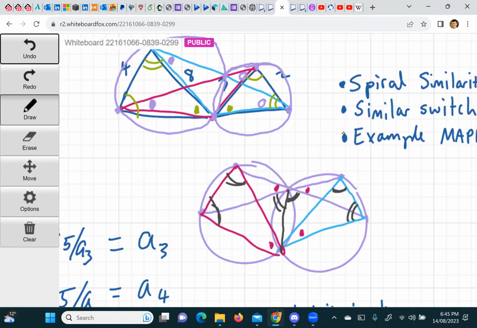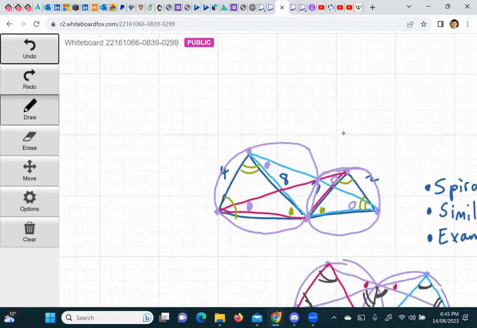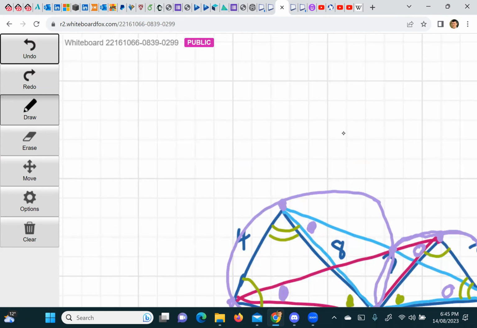So you always get that kind of spiral similarity when you have two intersecting circles. So it's kind of crazy. All these things kind of fit together. It's not just a random transformation. It's pretty much one of the only ones. It's not a random two circles intersecting. This is pretty much the only way spiral similarity happens.